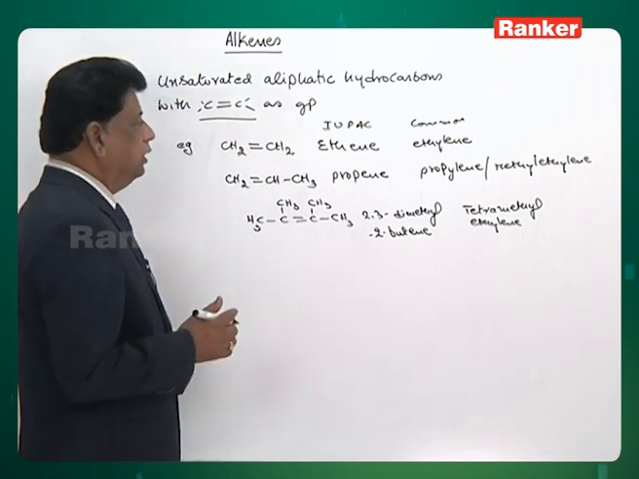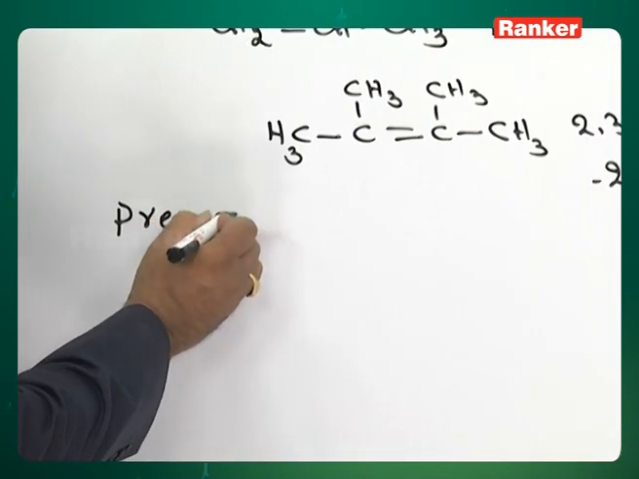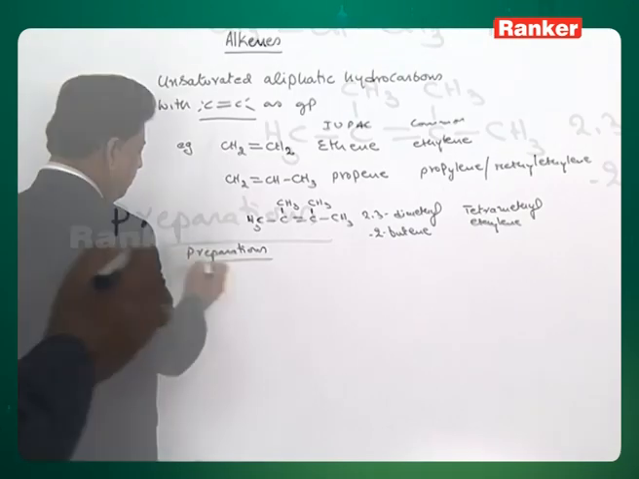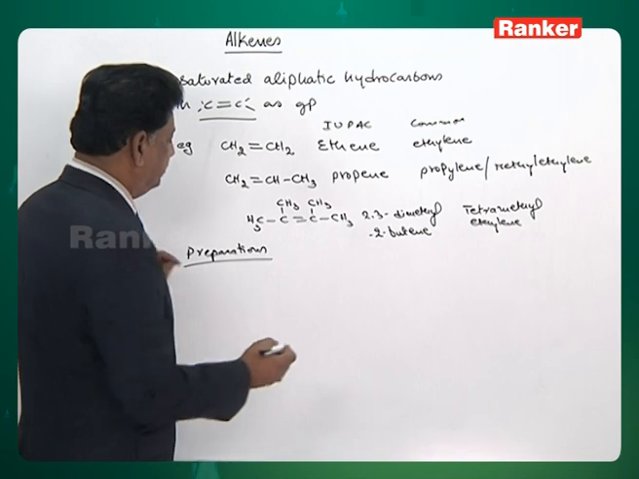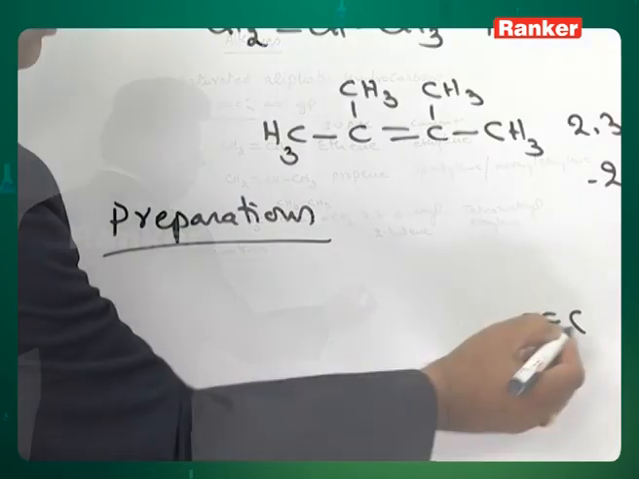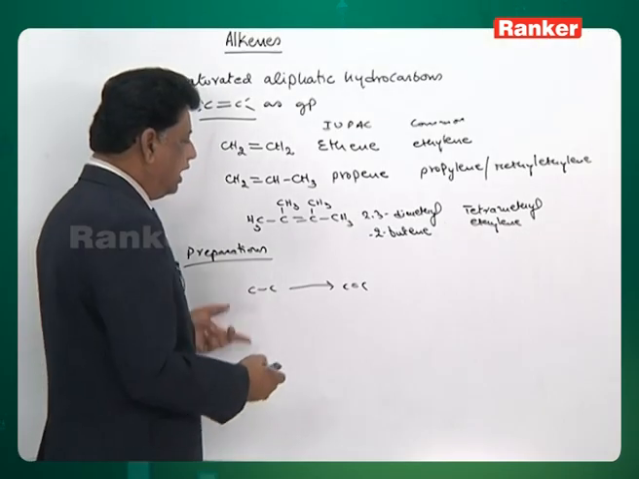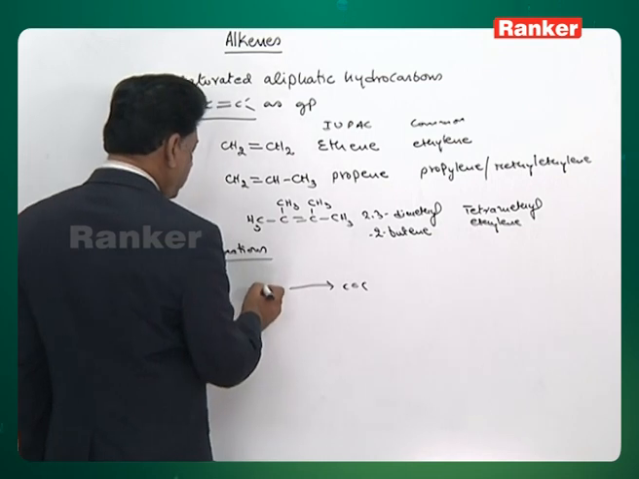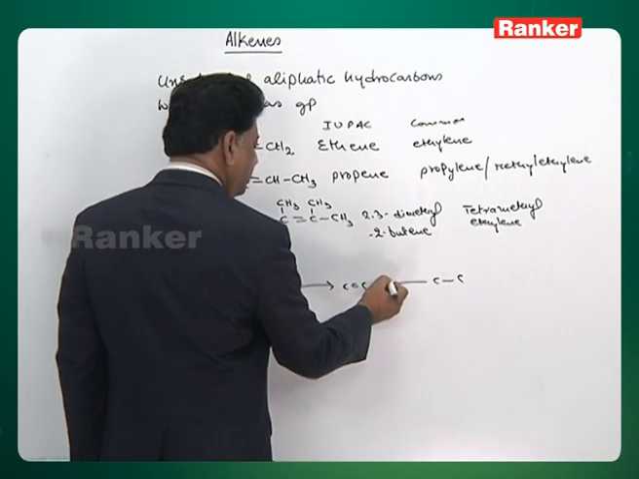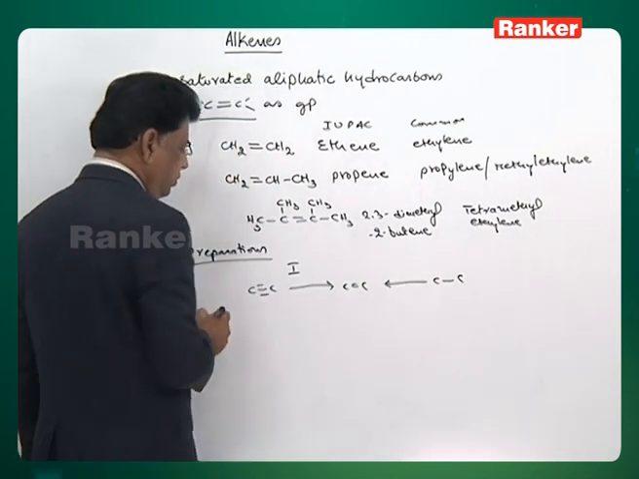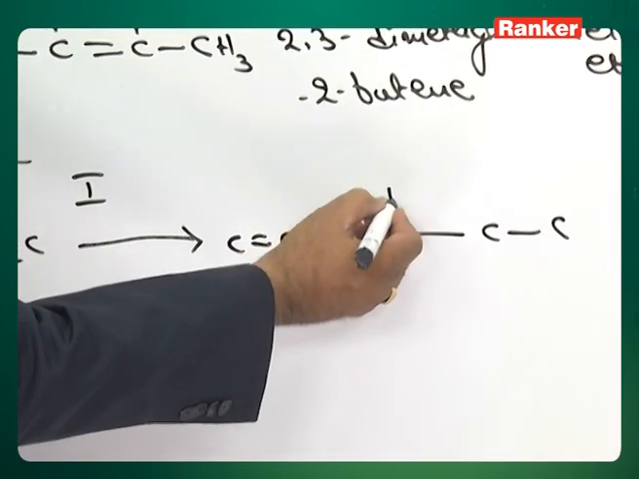So, let us go to some preparation methods. There are two fundamental methods for the preparation of a double bond. Double bond can be prepared from single bonded compounds, or from a triple bond you convert into a double bond. So, there are two fundamental procedures. One is by converting triple bond into double bond. Another one is from single bond.